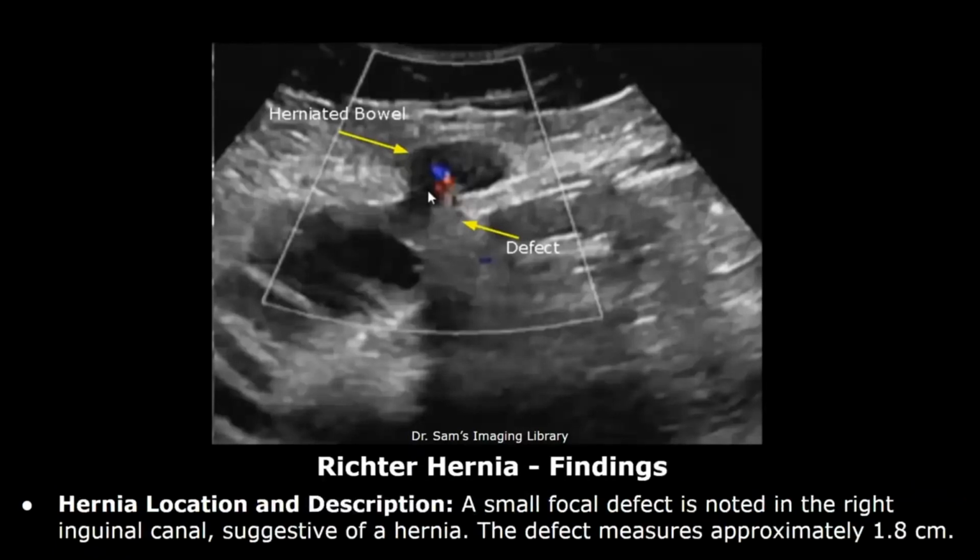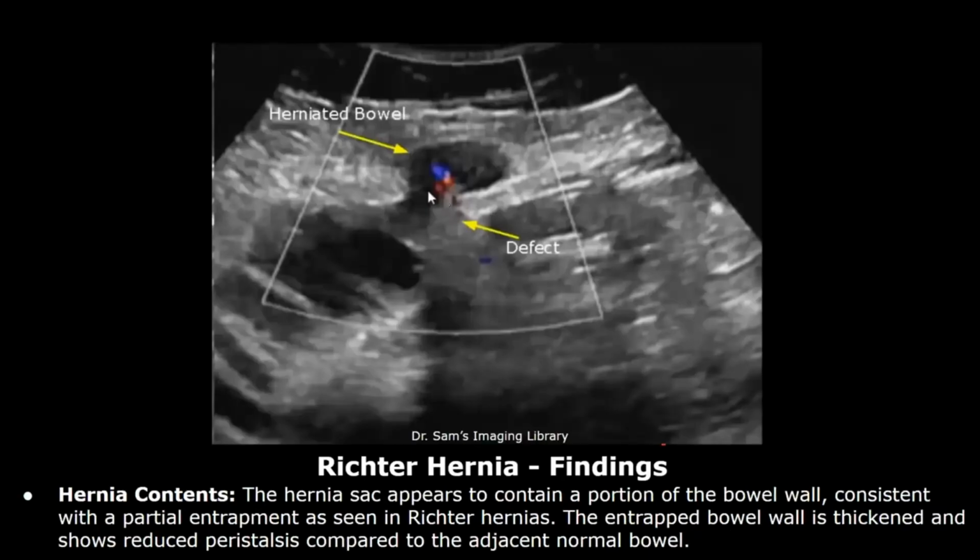Hernia location and description. A small focal defect is noted in the right inguinal canal, suggestive of a hernia. The defect measures approximately 1.8 cm. Hernia contents. The hernia sac appears to contain a portion of the bowel wall, consistent with a partial entrapment as seen in Richter hernias. The entrapped bowel wall is thickened and shows reduced peristalsis compared to the adjacent normal bowel.